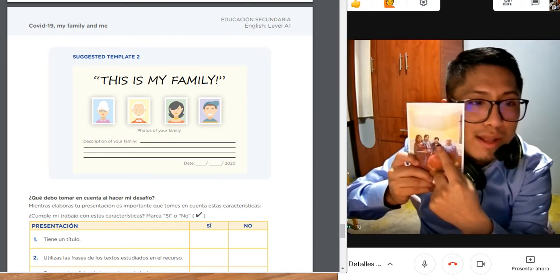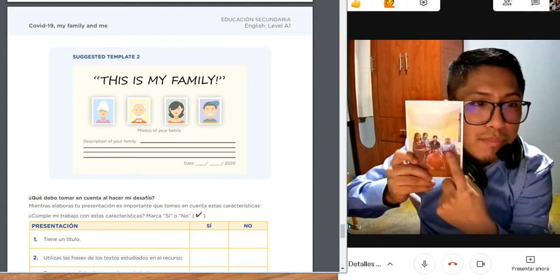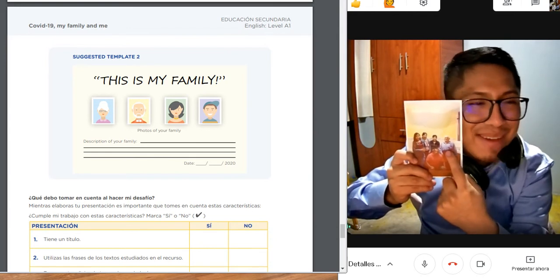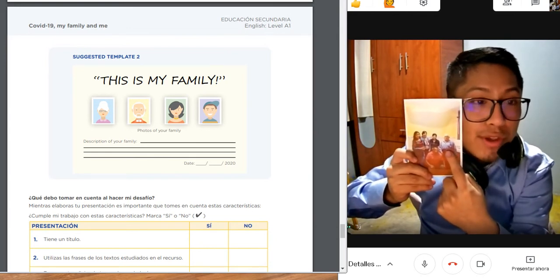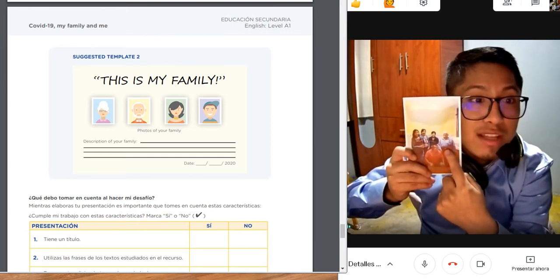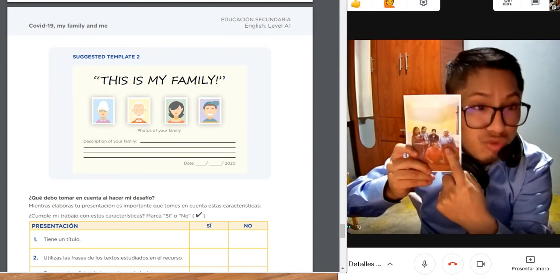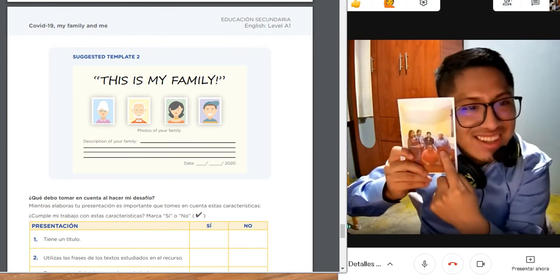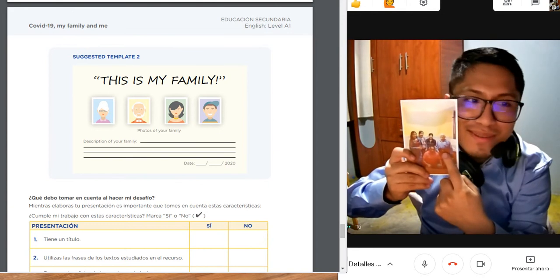And she's the reason of my life. This is my grandpa. His name is Justo. He is 82 years old. And he's the most important also in my life. I really admire him. He's strong, he's intelligent, and he's the best person.